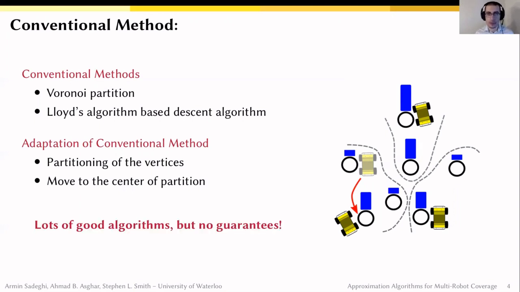These algorithms are very good and they will converge to a locally optimal solution. But the problem is that there are no guarantees on how good these algorithms are versus the globally optimal solution. So our goal here is to provide an approximation algorithm and bound the difference between the solution of the proposed algorithm and the globally optimal solution.